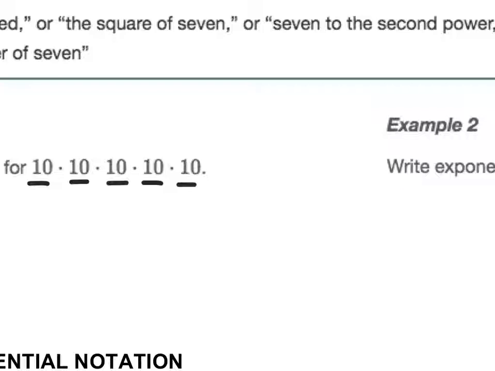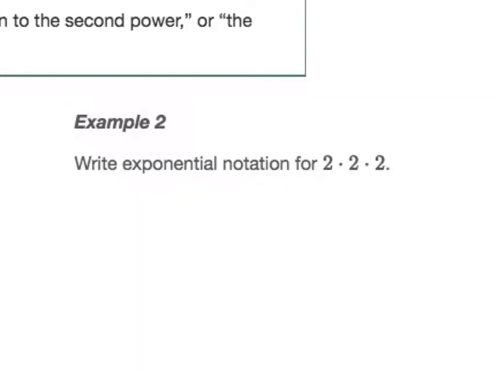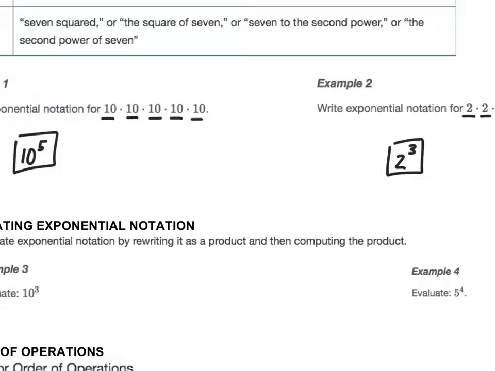Okay? Now if I look over here at example 2, let's do the same thing. Okay, similar question, different numbers. Write the exponential notation for 2 times 2 times 2. And so we count them. Okay, how many times am I multiplying 2 by itself? And that would be 1, 2, and 3. So I would write my answer as 2 to the 3rd power, okay? And that's it. All right, let's take a look at the next one.